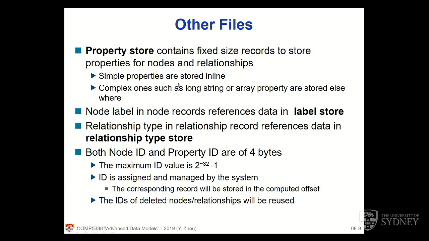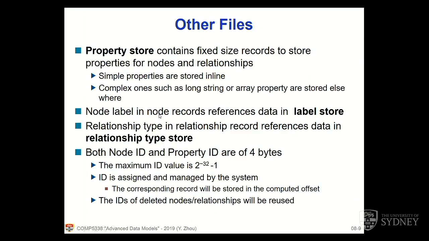And the simple properties are stored inline, simple things like integer, like float, because they are already fixed lengths, right? So we can store them. So int, you can have 32 bit or 64 bit. They're fixed. Or if it's a character or if it's a byte, then that's all fixed. They can be stored inline with the record.